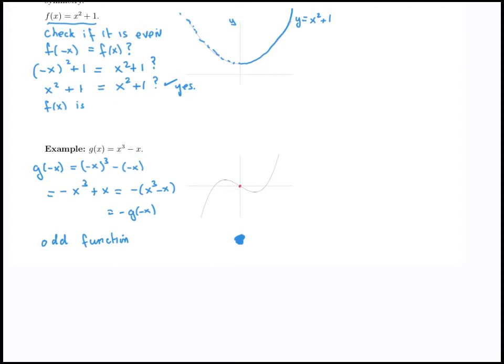So this means that if I were to take the right half of the graph of this function and fold it first over the y-axis, and then take that part and fold it over the x-axis, I would get the left part of the function.